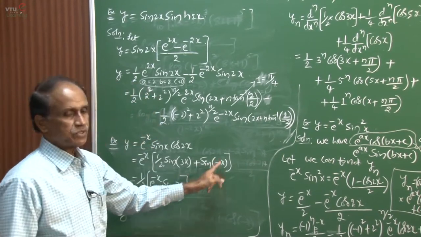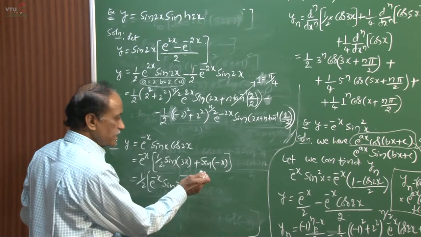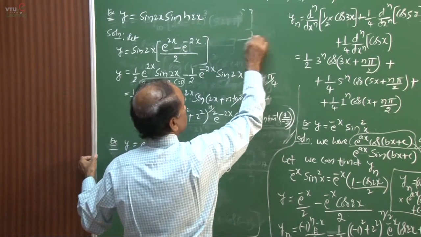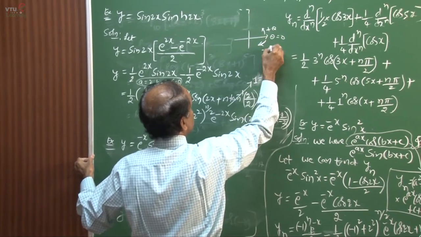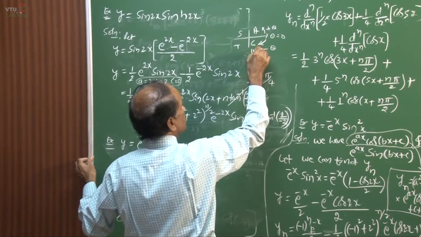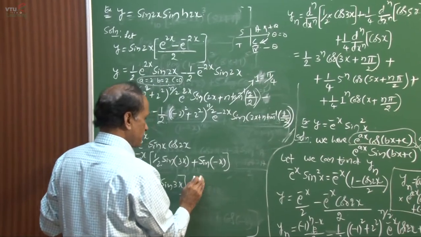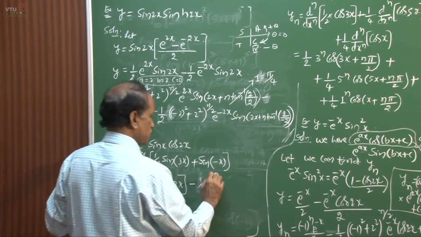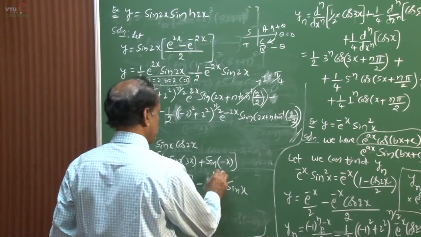Sin of minus theta comes to the fourth quadrant according to the ASTC rule, all students take coffee. In the two-dimensional Cartesian system, this is theta equal to 0, this is plus theta and this is minus theta. According to all students take coffee, it comes to the fourth quadrant, where sin is negative. Therefore, we must write minus sin. That is minus 1 by 2, e to the power minus x and sin x. So, these are the two products we are having.